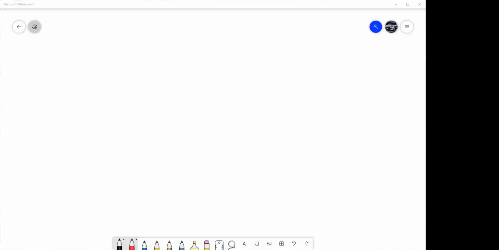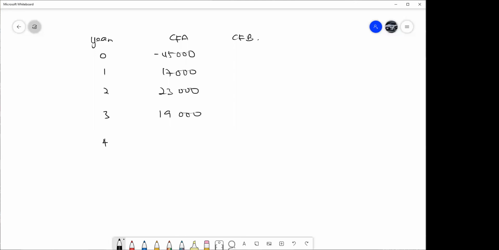So the first section, let's look at the figures that they give us first. Year 0, 1, 2, 3, and 4. Then you have cash flow A, meaning project A, and cash flow B. Cash flow A starts with negative $45,000. This is the initial investment. 17K return in year 1, 23K in year 2, 19,000 in year 3, and 100,000 in year 4.